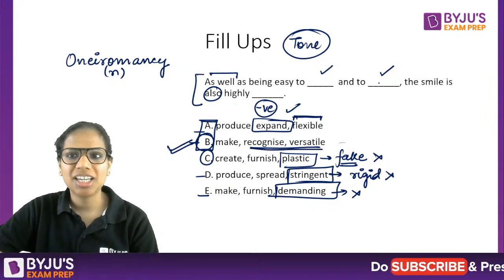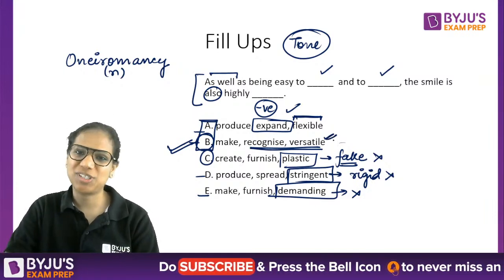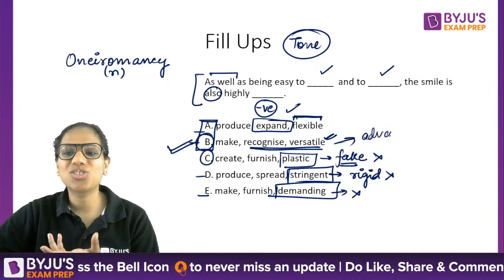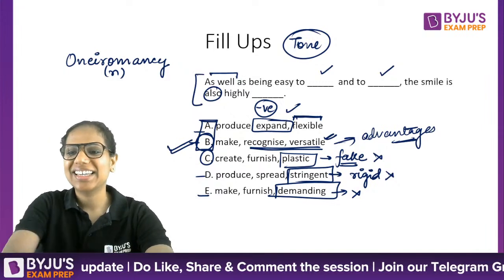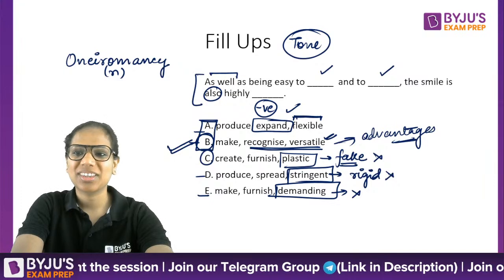It's easy to make, it's easy to recognize, and it's also highly versatile. It can serve many purposes, right? So a clear mention of all the advantages, or all the benefits of smile, right? So our answer is B, Bangalore.